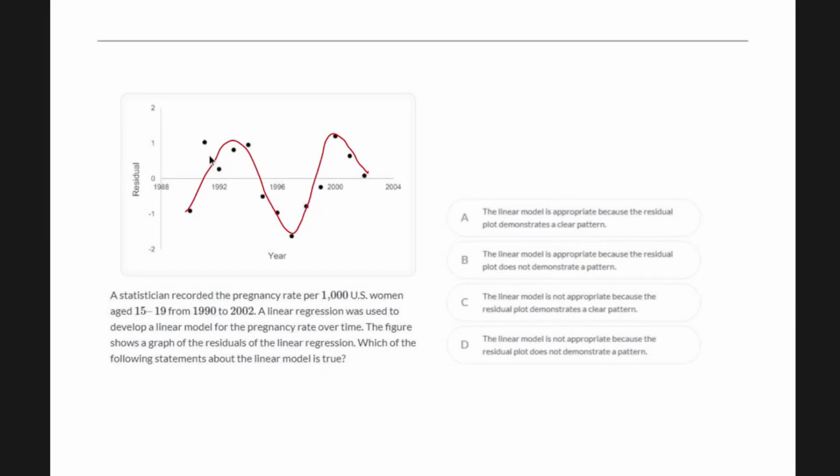So if I'm looking at this, this is not a good residual model. It's not, because the numbers are clearly going up and down in a, well, I don't want to use the word that you're going to use, a sinusoidal way. Is the linear model appropriate? No. The linear model is not appropriate because the residual plot demonstrates a clear pattern. I'm going to go with C on that one.